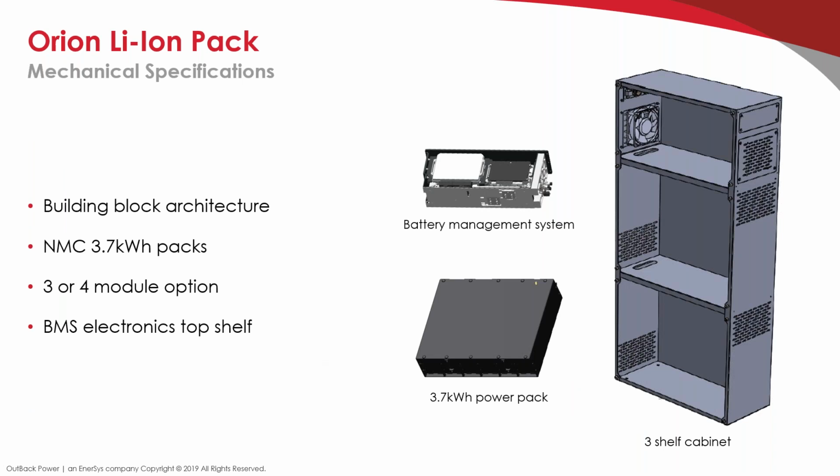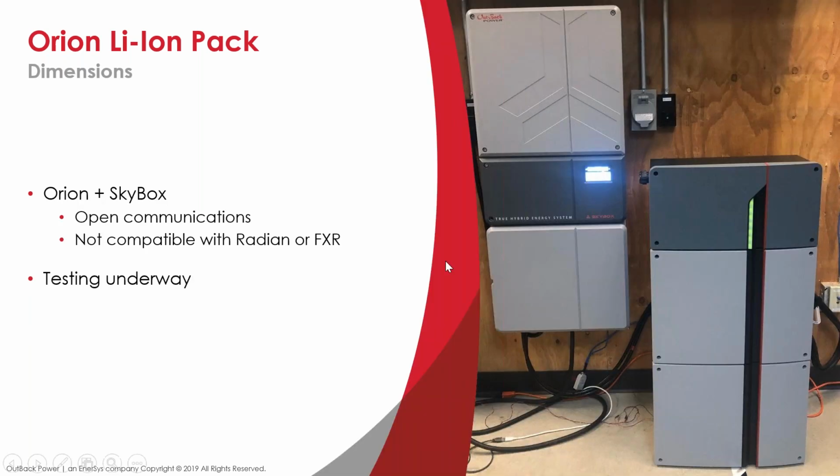There is some kind of a building block architecture. The BMS is going to go on the top shelf, and then you can either put 3 or 4 of these 3.7 kWh power packs inside of these. And of course, you can put these different packs in parallel. Right now, this is only going to be working with our Skybox, the Orion, plus any future inverters that we come out with. It does need that CAN bus to work with the BMS and this kind of lithium technology. Testing's currently underway. I believe the target is to have this introduced before the end of the year.